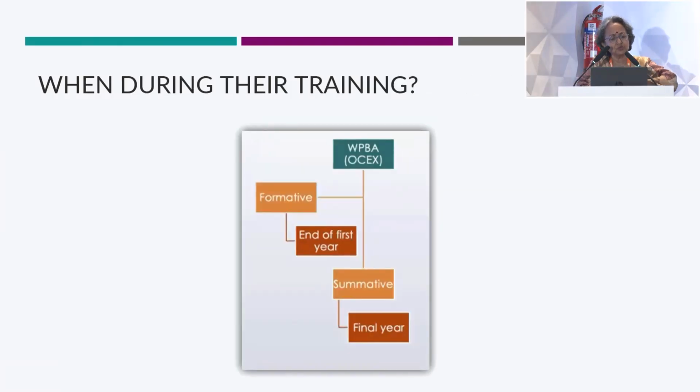So when do you want to do this during the training? The OCEX comes under a category called workplace-based assessment. Okay, it's done in real life in their workplace. So it can be used as a formative assessment, which means you can use it at the end of the first year to see what they've learned. You can also use it as a summative assessment to see, hey, is my trainee ready to go for the exam? Maybe ready to go for an FRCS exam, where the exact technique is supervised, looked at and graded. So you can use it either formative or summative.